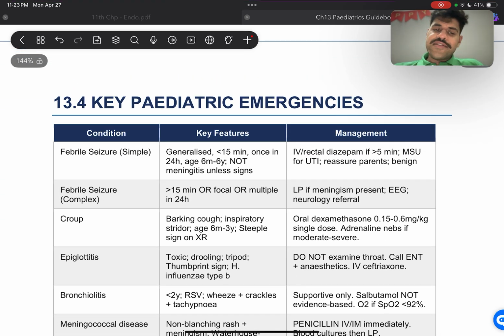Febrile seizure, it's pretty simple. The kid is going to have a fever and they suddenly develop a seizure. It's generalized, less than 15 minutes, once in 24 hours. Age is going to be between 6 months and 6 years, and it is not meningitis unless there are additional signs. Management usually is just reassurance. All right, usually because it's benign. Then IV or rectal diazepam if more than 5 minutes. All right, and MSU for UTIs.